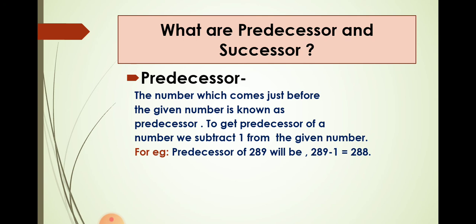Now, what are predecessor and successor? Predecessor, the number which comes just before the given number, is known as the predecessor. To get the predecessor of a number, we subtract 1 from the given number. For example, the predecessor of 289 will be 289 minus 1, that is 288.